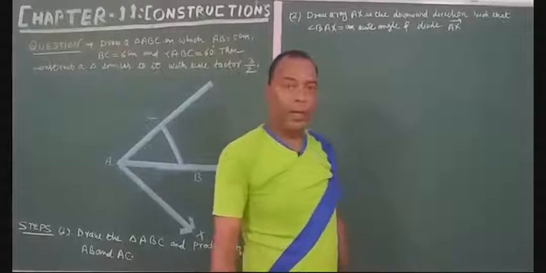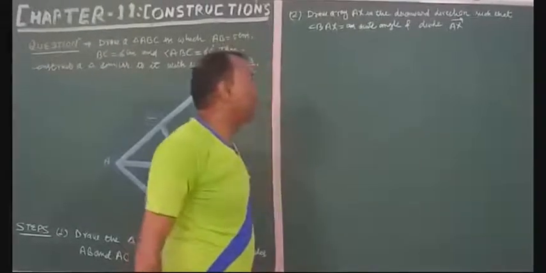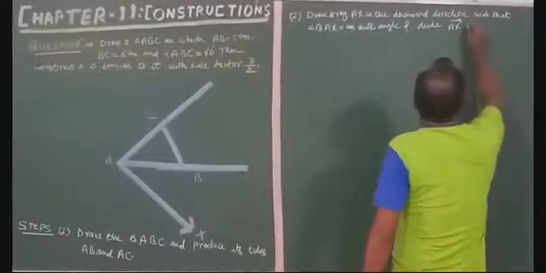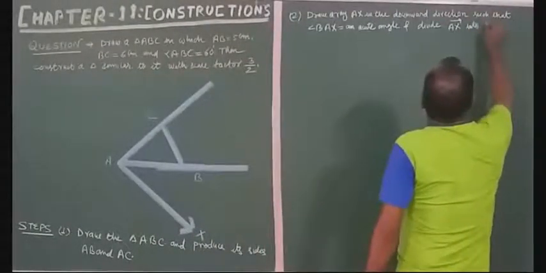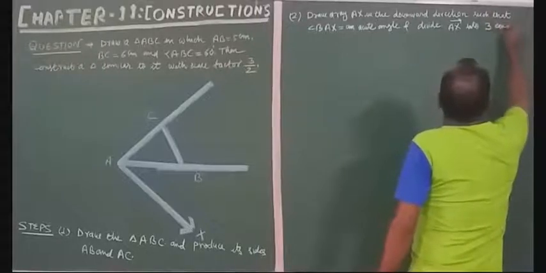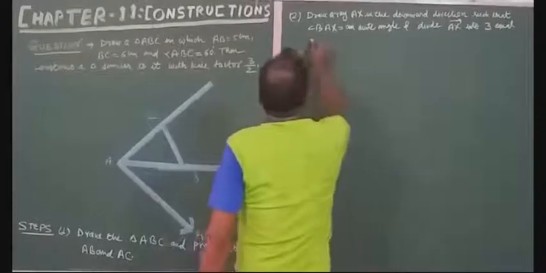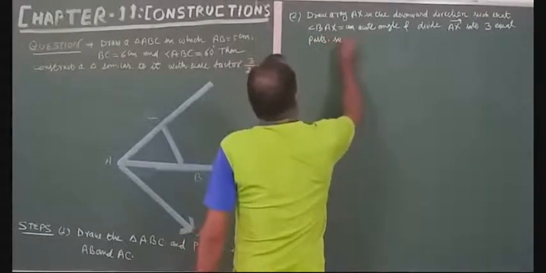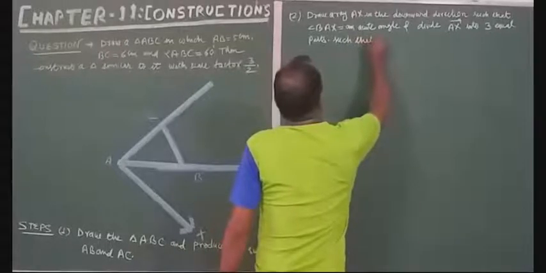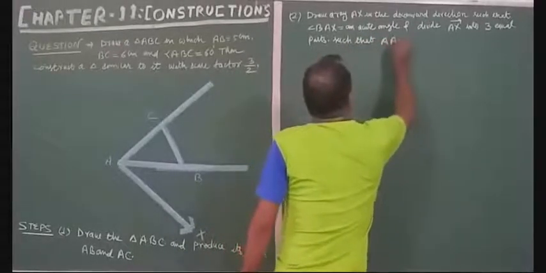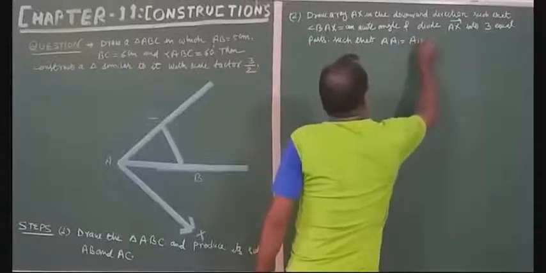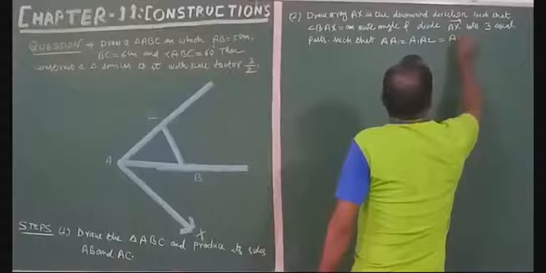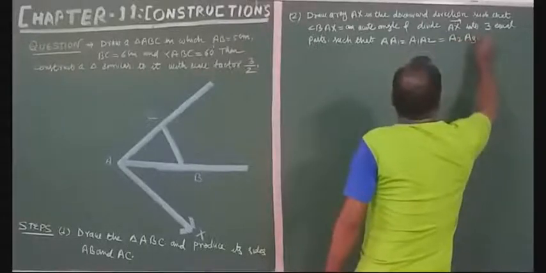This symbol is there, arrow symbol is there. This is ray AX, and divide ray AX into 3 equal parts, such that A1 is equal to A1, A2 is equal to A2, A3.